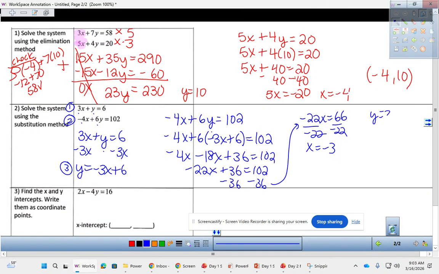So I'm going to take this equation, negative 3x plus 6, and I'm going to put negative 3 into the equation. Negative times a negative is a positive, so I end up with y equals.